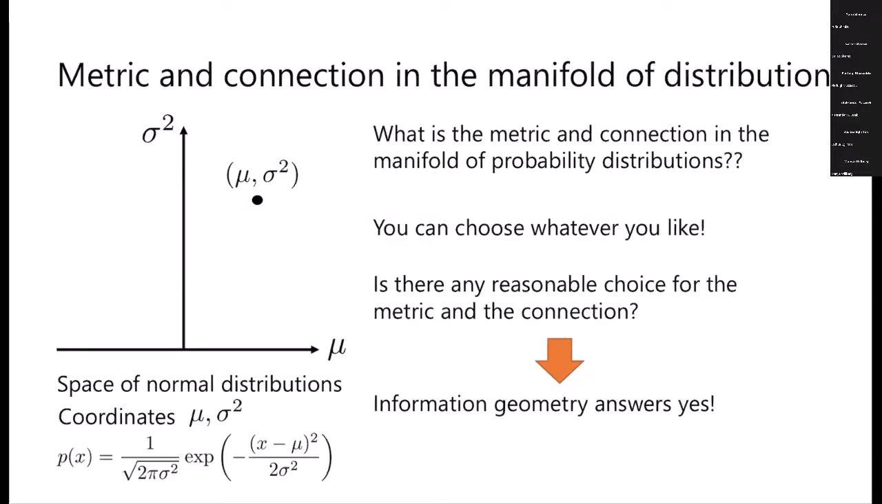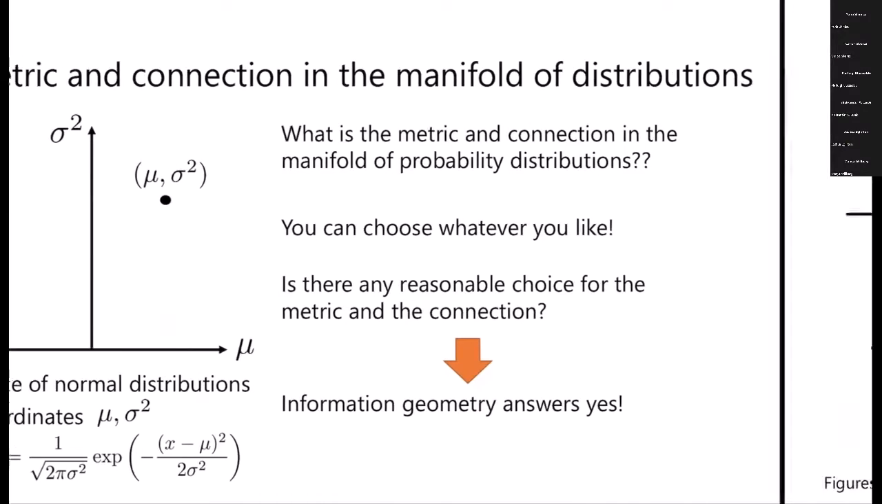So anyway, back to the space of probability distributions, or normal distributions. Again, we consider the very simple example here. This space is parameterized by the mean and variance sigma squared. And the question is, what is the metric and the connection in the manifold of probability distributions? You can choose whatever you like in principle, but is there any reasonable choice for the metric and the connection? Information geometry answers yes to this question.